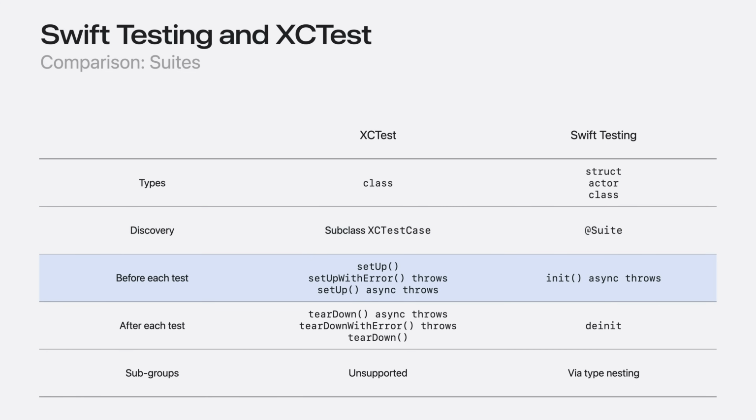To perform logic before each test runs, XCTest offers several setup methods, but Swift Testing uses the type's initializer for this purpose, and it can be async or throw. If you need to perform logic after each test, you can include a deinitializer. Deinitializers can only be used when the suite type is an actor or class, and that's the most common reason to use a reference type instead of a struct for a suite. Finally, in Swift Testing, you can group tests into subgroups via nested types.